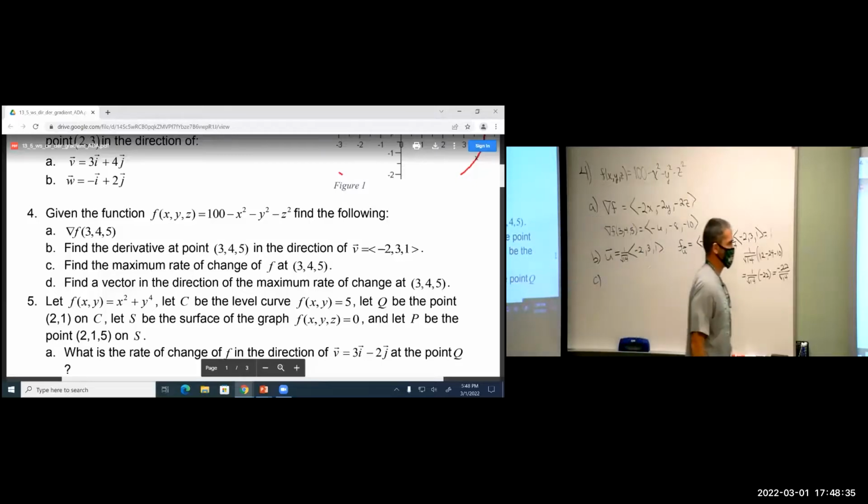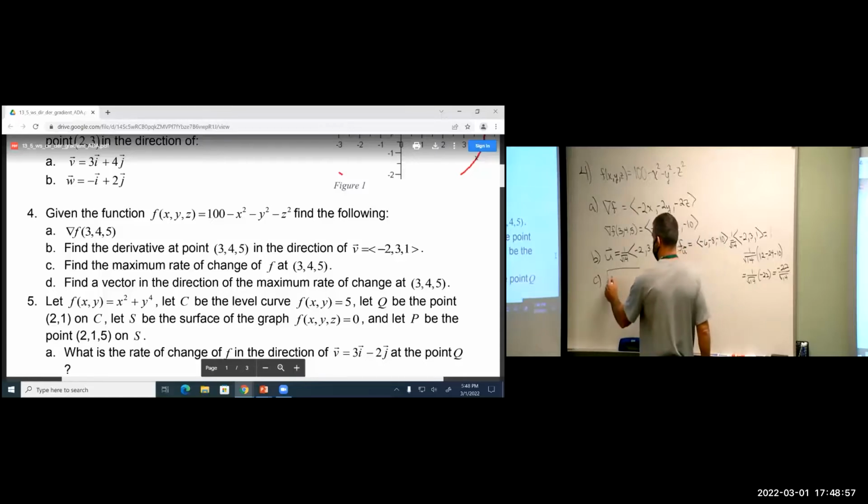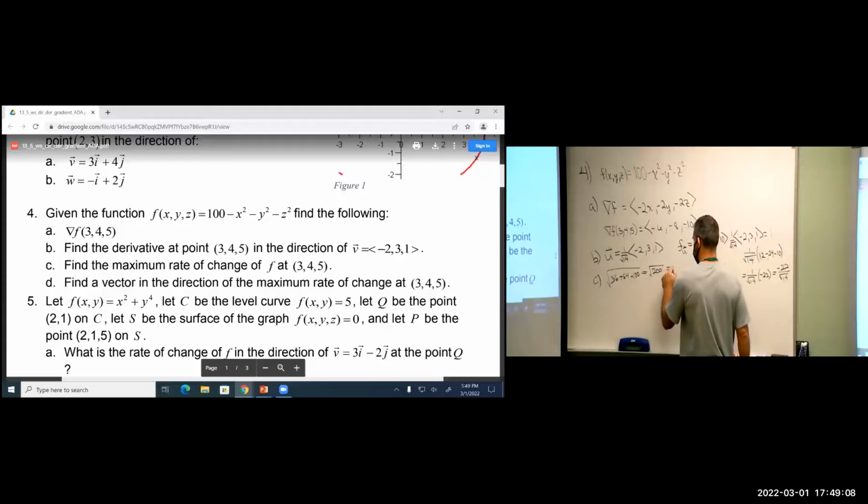C, find the maximum rate of change at 3, 4, 5. What do I need to do? What gives me the maximum rate of change? The magnitude of the gradient. So the maximum rate of change is going to be the square root of, because you're going to be squaring them, you don't have to include the negatives, but what do we have? 36, 64, and 100. So square root of 200. You want 10 square root of 2. That's it. We're done.